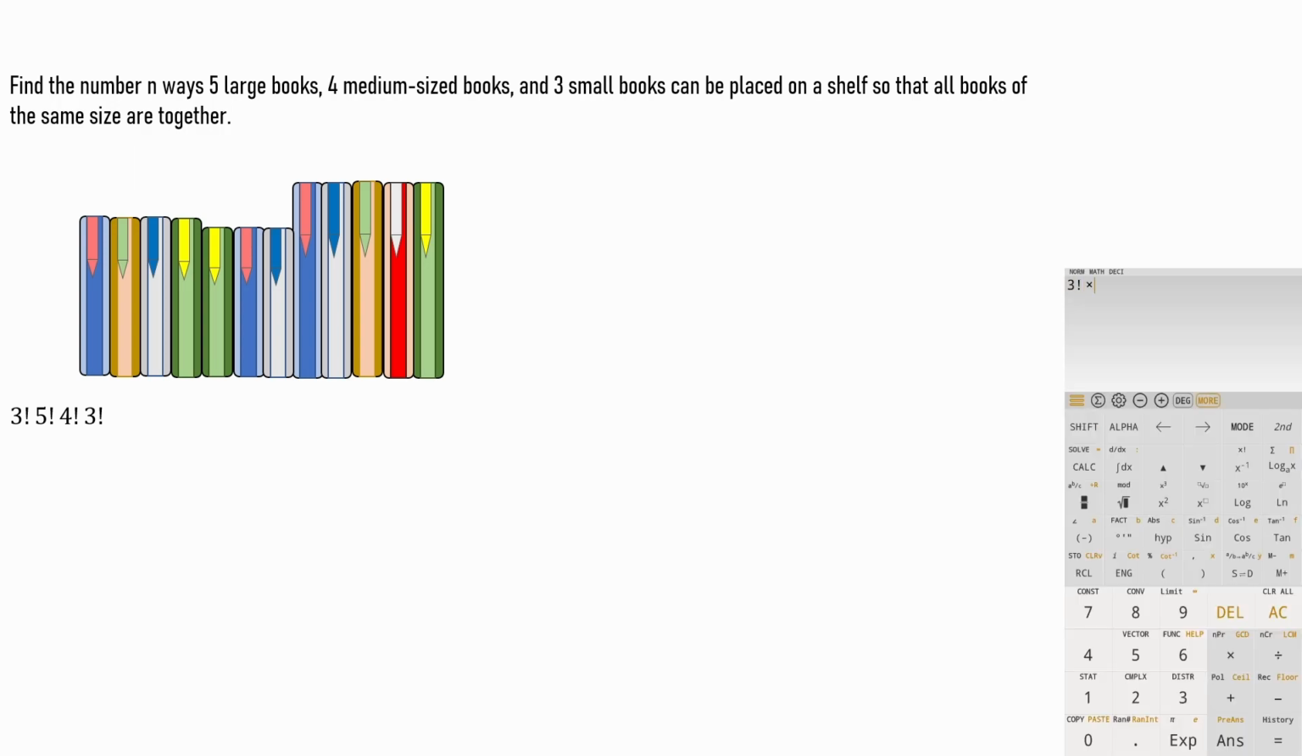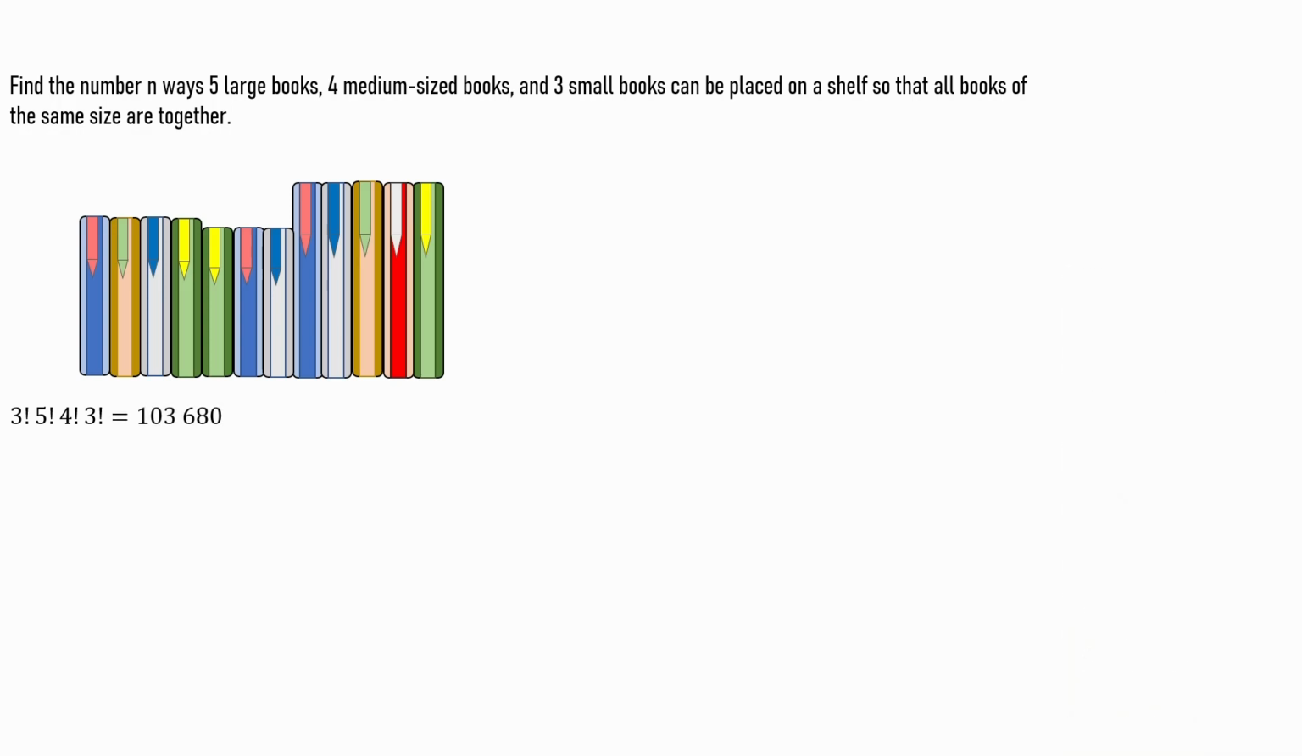Kaya, gamitin na natin yung factorial notation sa calculator. Ayan. So, 4 factorial times 3 factorial ay 103,680 ways in which 5 large books, 4 medium-sized books, and 3 small books can be placed on a shelf so that all books of the same size are together.